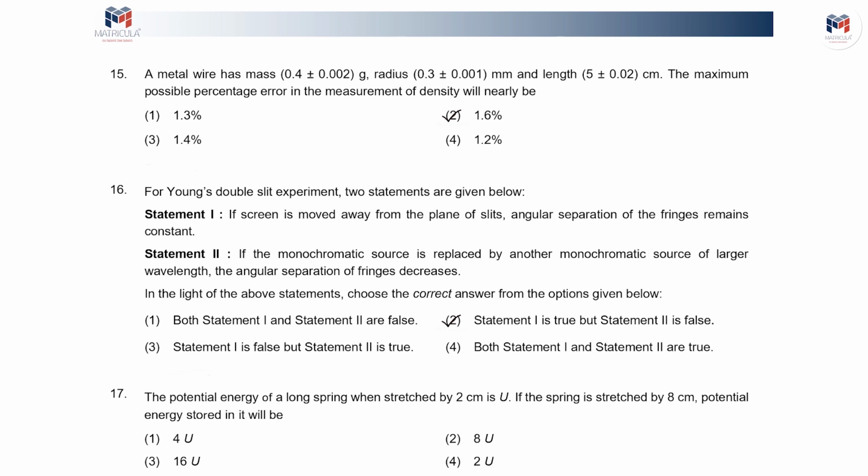Question number 17. The potential energy of a long spring when stretched by 2 cm is U. If the spring is stretched by 8 cm, potential energy stored in it will be. The answer is option number 3, 16U.